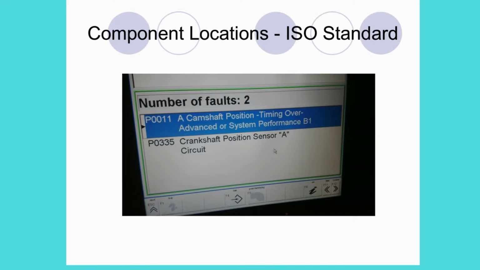The fault code P0335 crankshaft position sensor A. Position sensor A is a manufacturer definition.